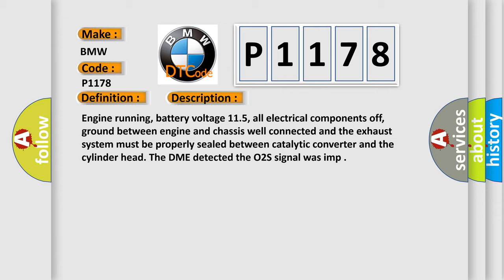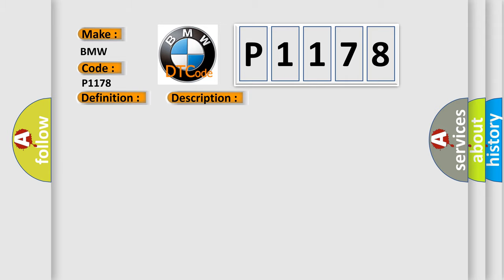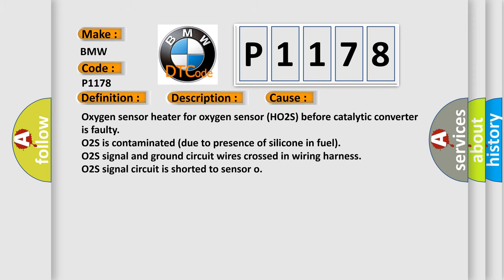Engine running, battery voltage 11.5, all electrical components off, ground between engine and chassis well connected, and the exhaust system must be properly sealed between catalytic converter and the cylinder head. The DME detected the O2S signal was implausible. This diagnostic error occurs most often in these cases: oxygen sensor heater for oxygen sensor HO2S before catalytic converter is faulty, O2S is contaminated due to presence of silicone in fuel, O2S signal and ground circuit wires crossed in wiring harness, O2S signal circuit is shorted to sensor.